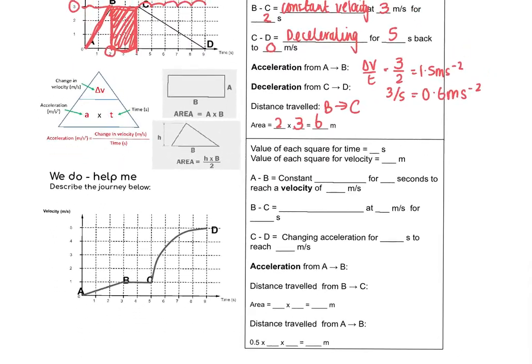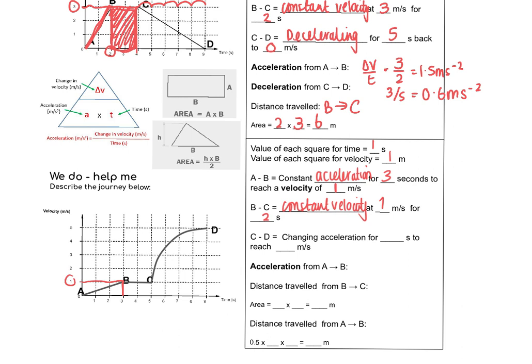So again, this one just goes up in ones for both velocity and time. A to B, it's a nice straight line. So that's constant acceleration here, not constant velocity. It's because it's a velocity time graph. And it does that for 3 seconds until it reaches, just having a look at B here, 1 meter per second. B to C is a flat line, so that is going to be a constant velocity. And it's going to stay at 1 meter per second for 2 seconds.